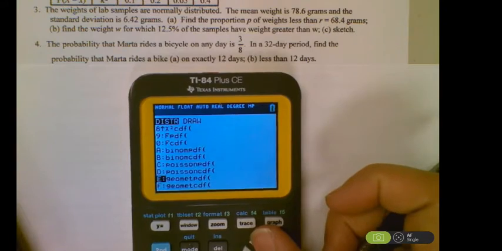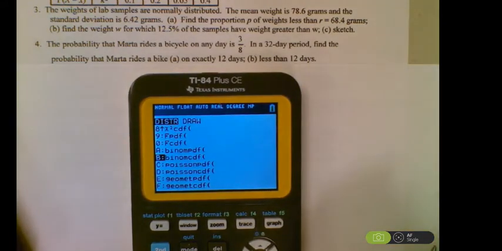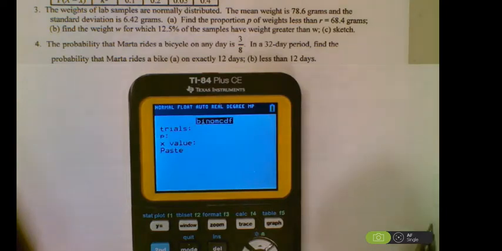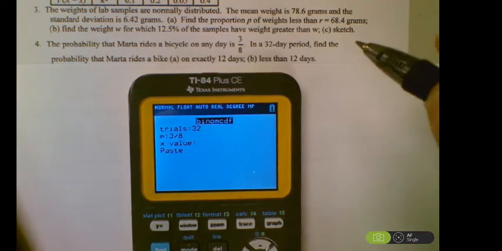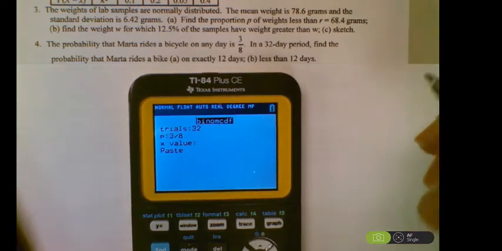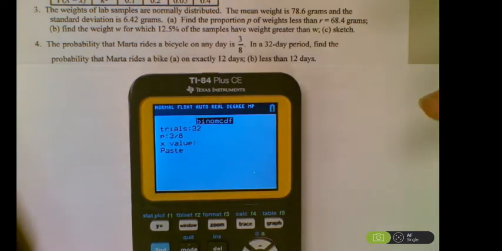And then on part B, if I go back under distribution, now I'm going to go down to the one that says binomial CDF, because it says less than 12. So that just means everything below 12. So one of the things you got to keep in mind for this, well, let me put those in. So same information as before, but now it says less than 12, which means that does not include 12. So that is everything up to 11, which is what we are putting in there.